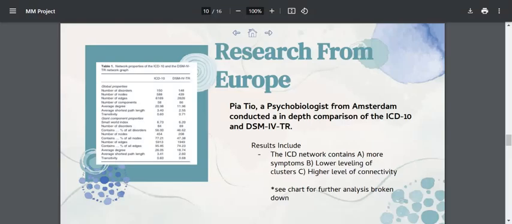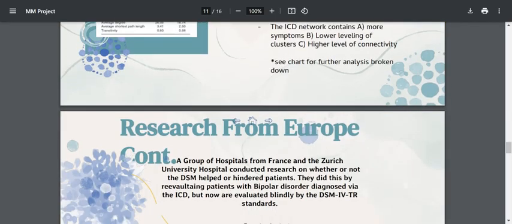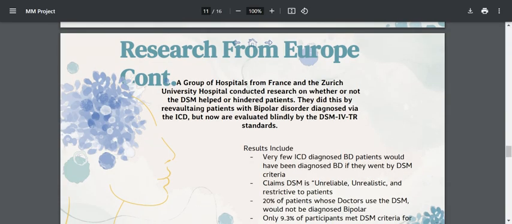The results of Pia's in-depth comparison: the ICD network contains more symptoms, lower leveling of clusters, and a higher level of connectivity for patients. If you guys want to look at this chart a little longer, you're more than welcome to. Further research, a group of hospitals from France and Zurich University Hospital conducted research on whether or not the DSM helped or hindered patients.